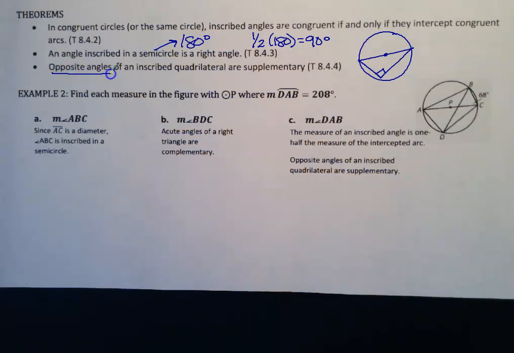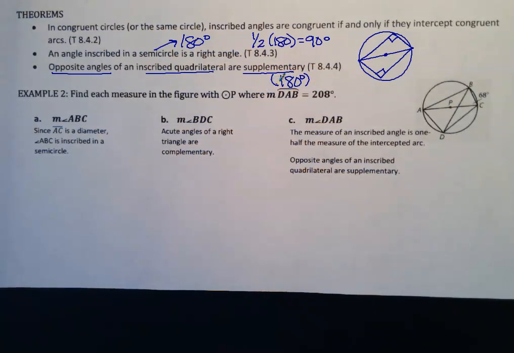So opposite angles of an inscribed quadrilateral are supplementary. So if I made this into a quadrilateral, then these two angles add up to 180. Doesn't matter what shape it is, but they would be 180. So supplementary, you might want to write 180 degrees in there to remind you supplementary is 180.